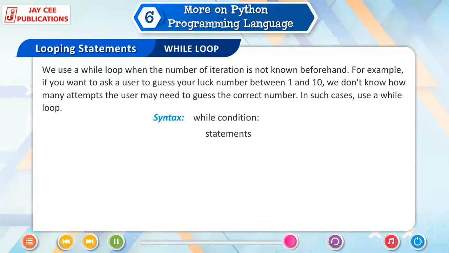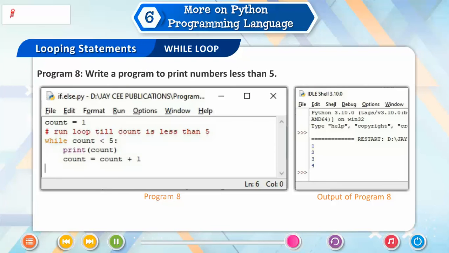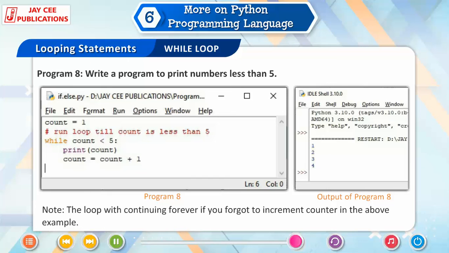Syntax: while condition, colon, statements. Program 8. Write a program to print numbers less than 5. Note the loop will continue forever if you forget to increment the counter in the above example.